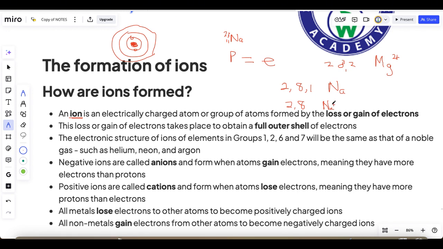In maths, no need to say 1 plus. You just say plus because it lost one electron. This is the sodium ion. It has lost one electron to become a sodium ion. Sodium atom has lost one electron to become sodium ion. Magnesium. This particular one is a magnesium atom. A magnesium atom loses 2 electrons to become a magnesium ion. Okay, so I think that is clear enough, and let's move on.